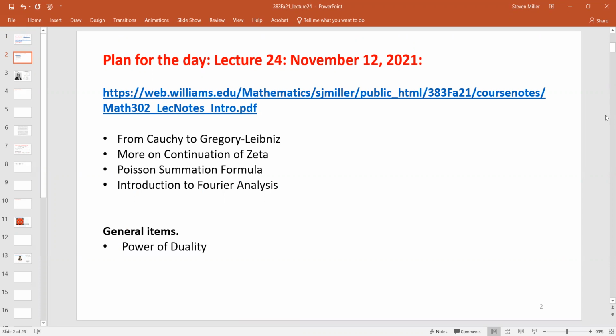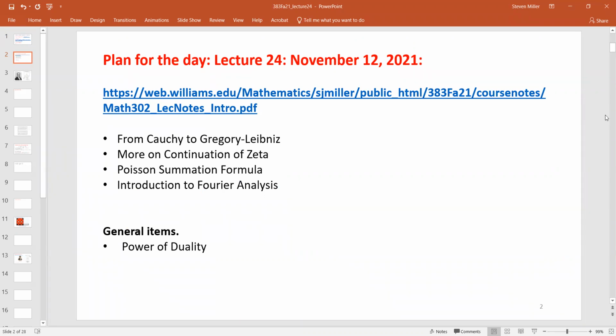We'll talk a little bit about Poisson summation, which is one of the key ingredients that's needed to complete the proof that we were talking about last time. Now, we had given some easier proofs that allowed us to continue to the real part of s greater than 0. But to get all s, we had to do a little bit more work.